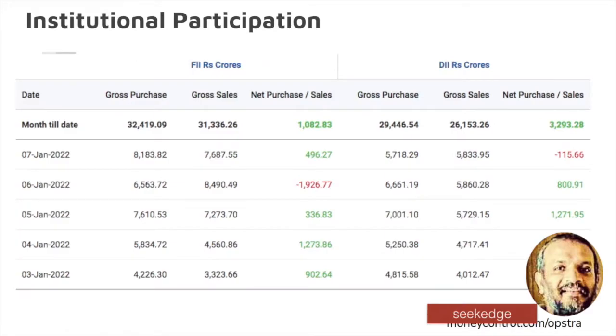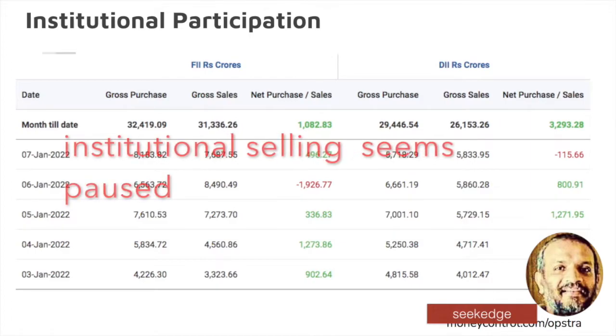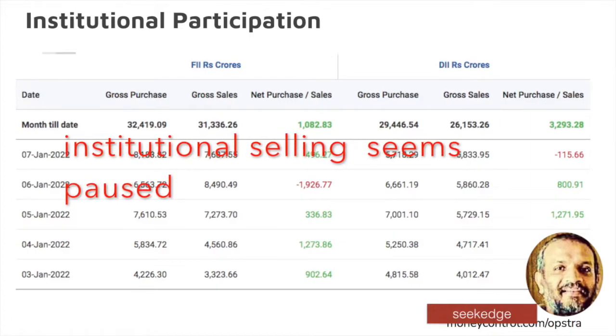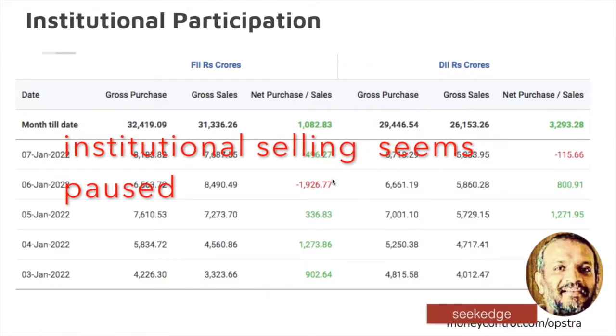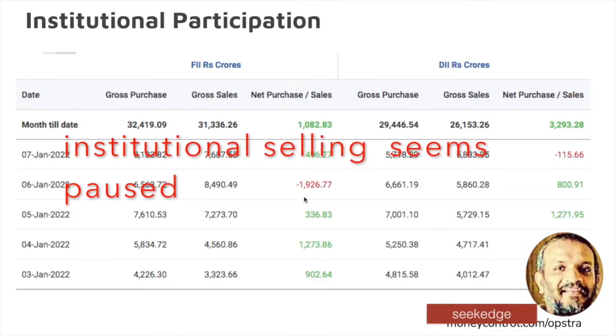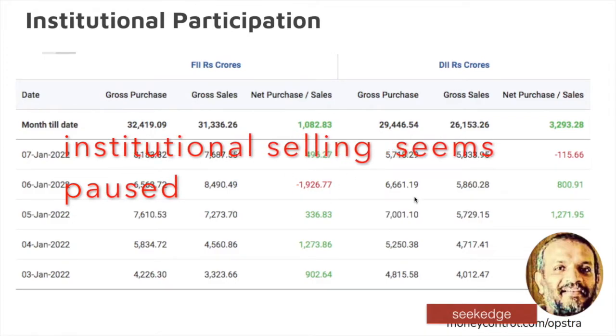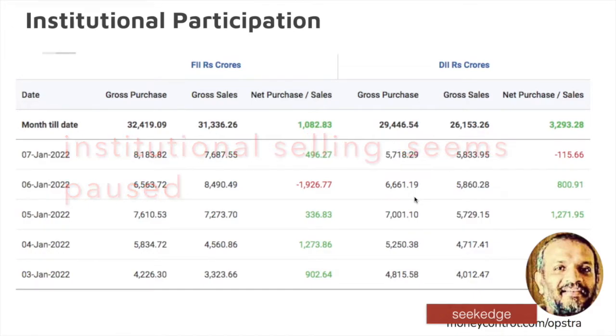Institutional participation data is not coming today, but as per yesterday's data, you can see that there is a pause on institutional selling. On the previous day, Friday, 7 January, there was buying, and only one day of selling has happened in January by the FIIs, on the 6th, following the Fed meeting minutes. Otherwise, the FII selling has stopped in January, which is the positive thing you can read from the institutional participation data.